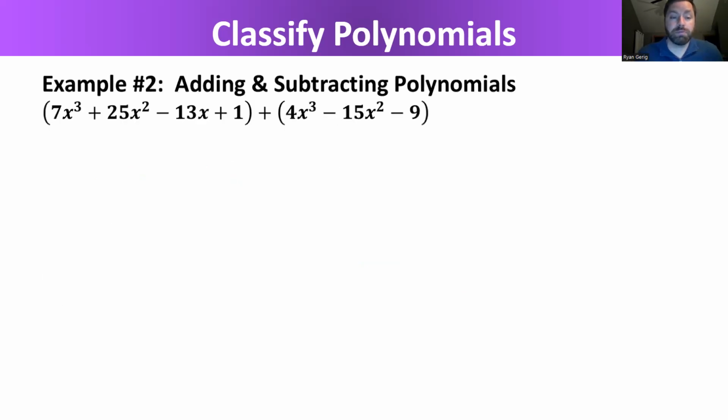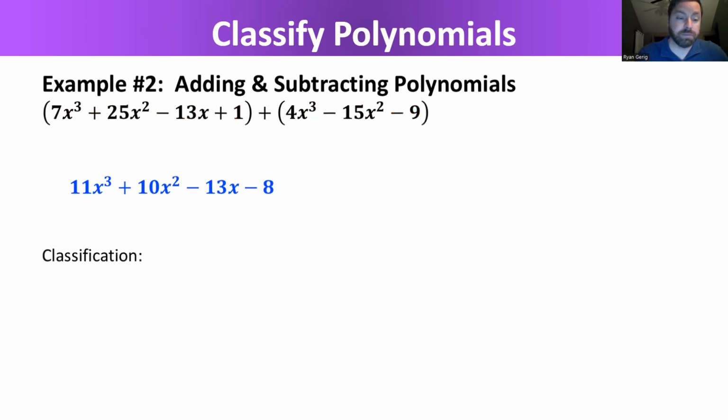Adding and subtracting polynomials. So if we add polynomials, all we're doing is we're adding like terms. Now, what makes something a like term? If it has the same exponent and variable. So 7x to the 3rd plus 4x to the 3rd. Those are like terms. All I do is add 7 plus 4 and say 11. The exponent does not change. If I have 7x to the 3rds and 4 more x to the 3rds, I have 11x to the 3rds. 25x squared and negative 15x squared. Those add to 10x squared, positive 10. That's why it's plus 10x squared. Negative 13x, there's nothing else with just an x. So that gets dropped down right there by itself. And then 1 and negative 9 makes negative 8.